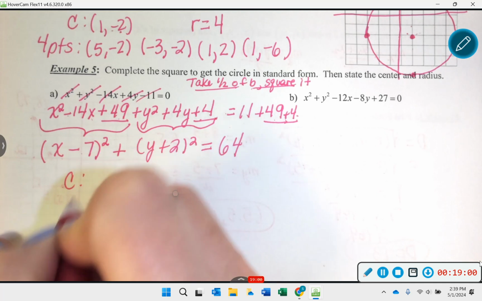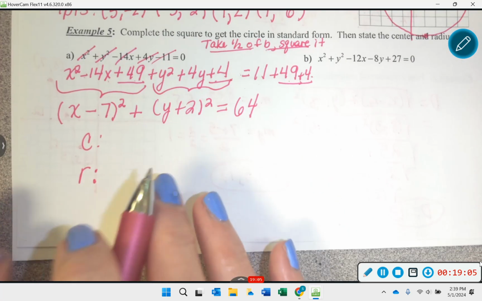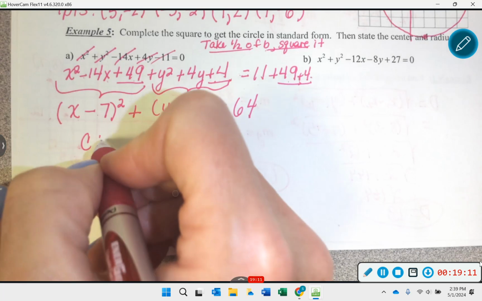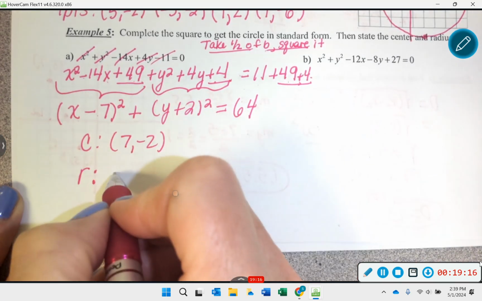Now you should know the center and the radius. Think about it. The center and the radius. Oriana, you know what it is? Center. Good. And you know the radius? 8.